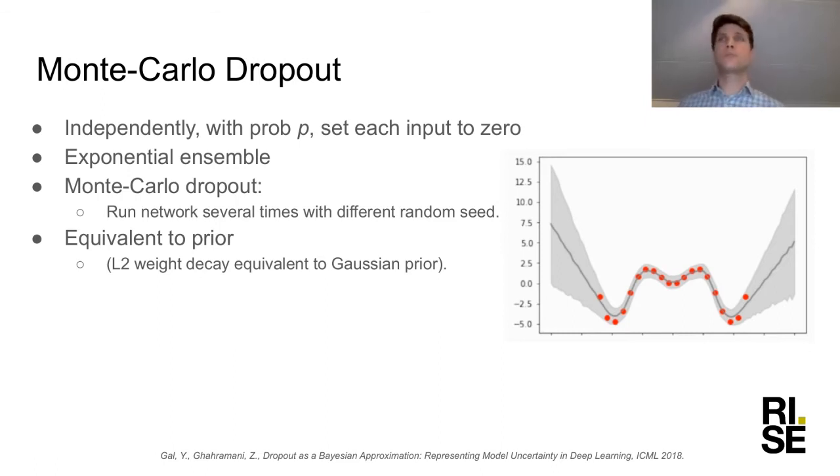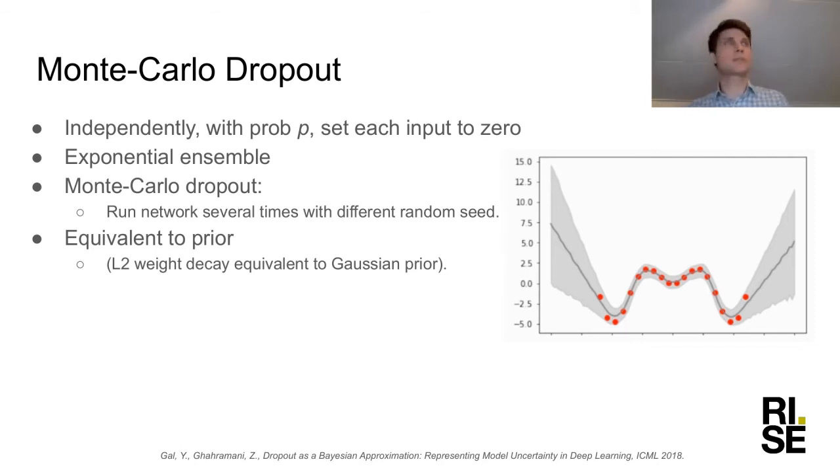Now, you can also view this as an ensemble. Randomly, you're taking away parts of the neural net during training, and you're training subsets of the model. In this way, you can see it as an exponential ensemble. Now, with Monte Carlo dropout, we run a network several times, also at test time. We do this with different random seeds, which means that we're dropping different units in the network. This essentially turns out to be similar to the ensemble method in the previous slide.